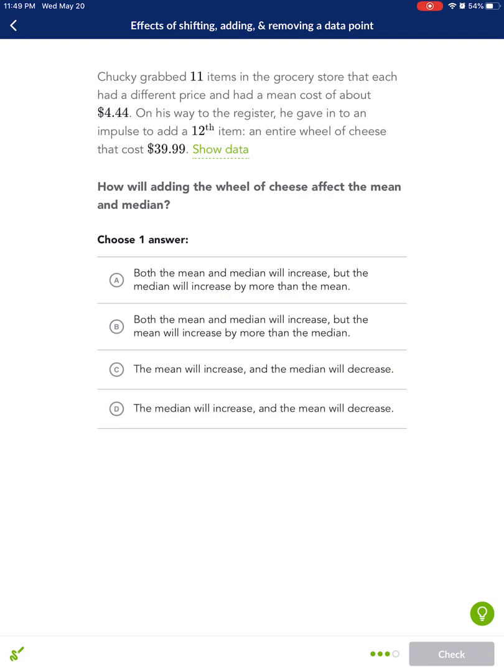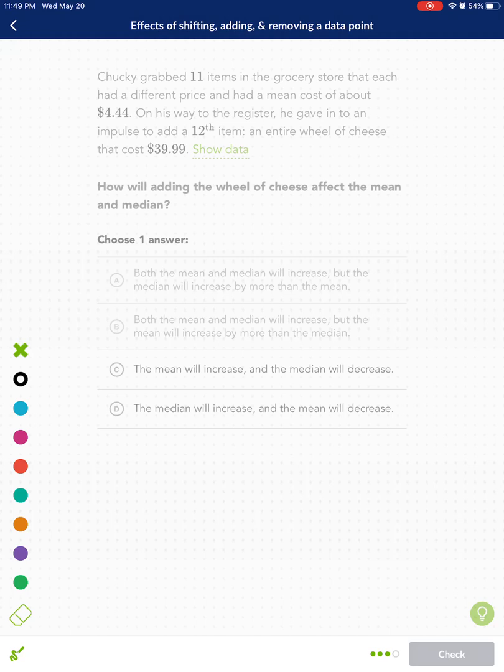Well, if his average price item was $4 and all of a sudden he buys a $40 wheel of cheese, that's definitely going to increase the mean. All right, so the mean will increase. So let's eliminate D because that says the mean will decrease.